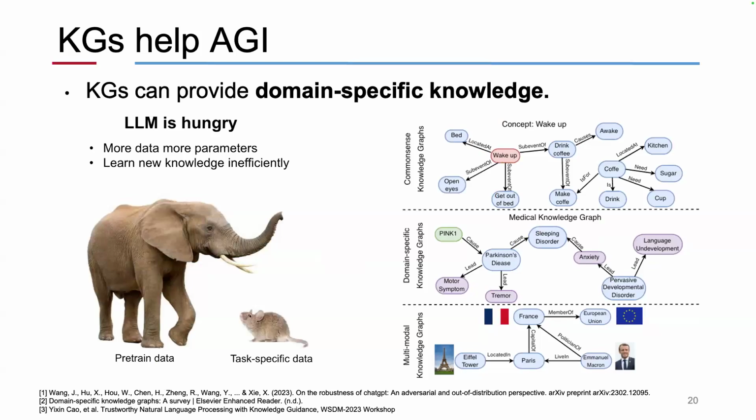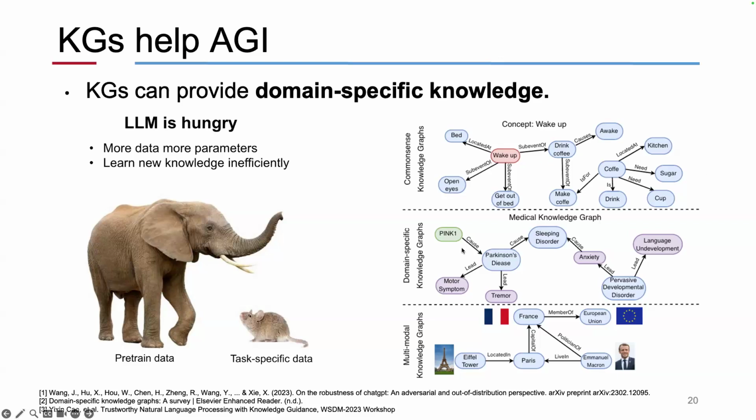Knowledge graphs can also provide a lot of domain-specific knowledge. I think this is one very important point here. We know that LLMs are data hungry. If we would like to train an LLM for a very specific domain, we will need a lot of data, and also the parameters would be huge, right? So how can we learn new knowledge effectively? Probably we can use, as we will discuss later, this kind of knowledge-enhanced generation framework, right? Because in every single domain, we can construct its own knowledge graph.